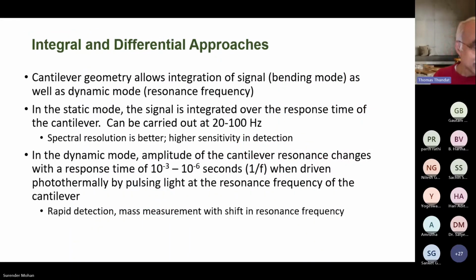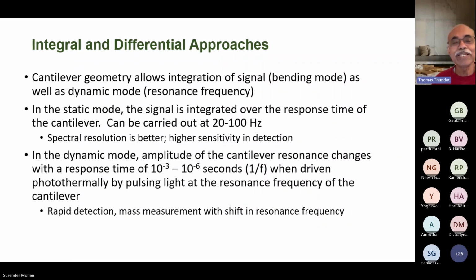So this approach, the cantilever can be used in two different ways. One way is an integral approach, where you chop the light at a very low frequency, like 100 hertz or 20 hertz or so. Within that time, the cantilever keeps receiving the photons, and whatever molecules are absorbed get excited and de-excited. So heat adds up, and the cantilever keeps bending because of the bimetallic effect.